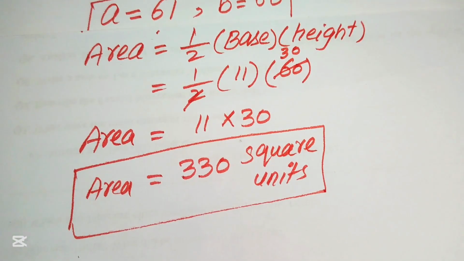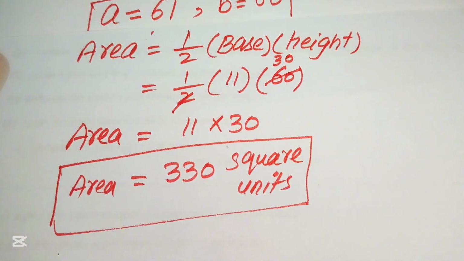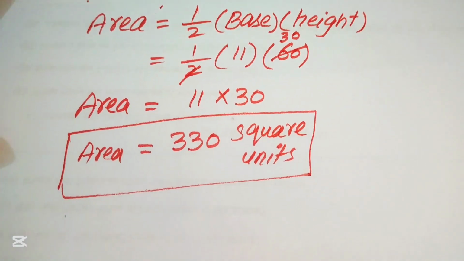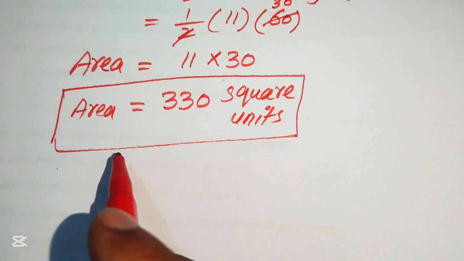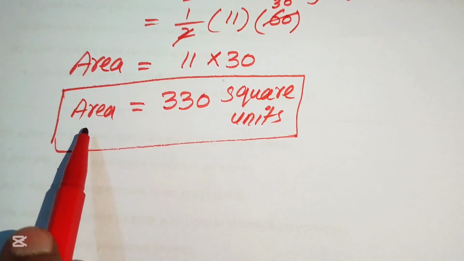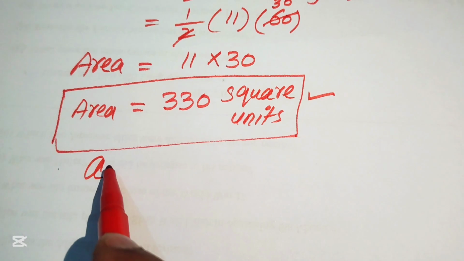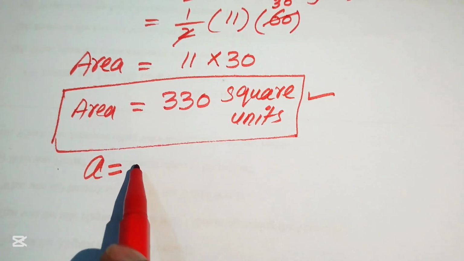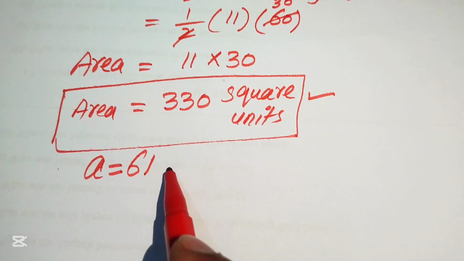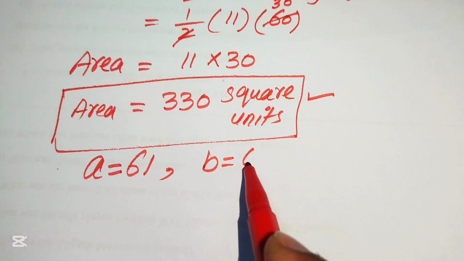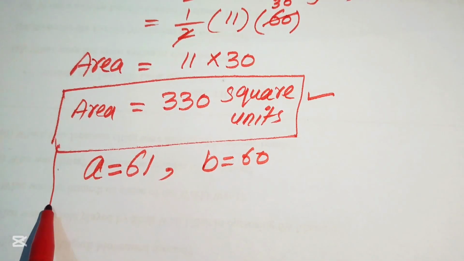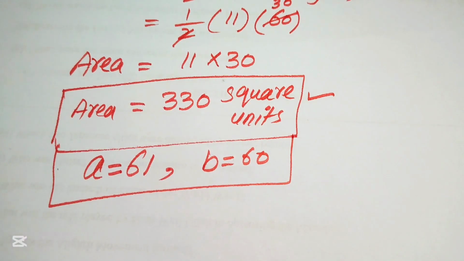So this is our second target. Our given task was to find the area and the values of the unknown sides. So our area is 330, and the unknown side values are A equals 61 and B equals 60. These are the required values of our question, and this is the final answer.